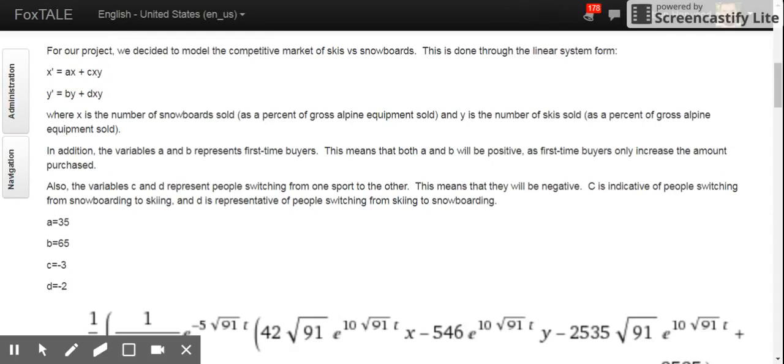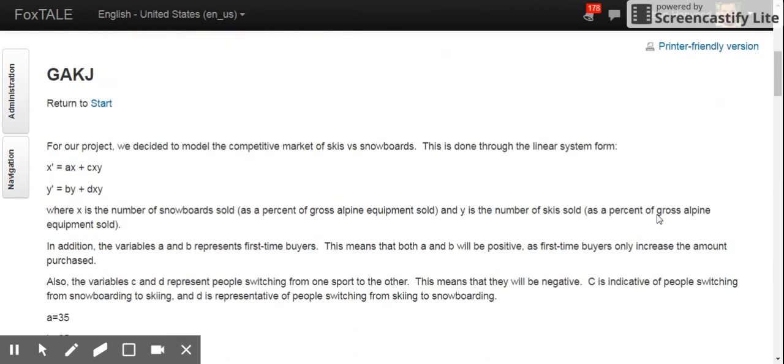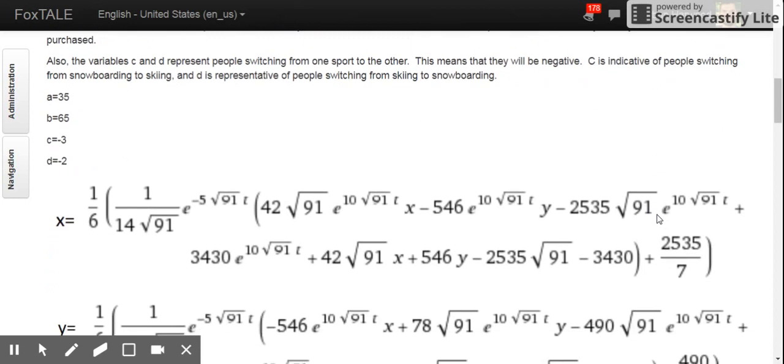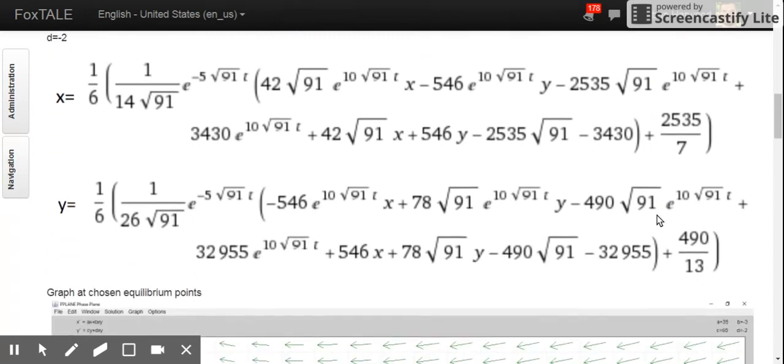And then C and D, they're both negative. C represents the 3 people trading in their snowboards for 2 people trading in their skis, switching off, because their interactions are negative with one another. So if one leaves skiing, one enters snowboarding; one leaves snowboarding, one enters skiing. So that's how we got that. No one's leaving the sport. They're still going to do something. It's just one switching.